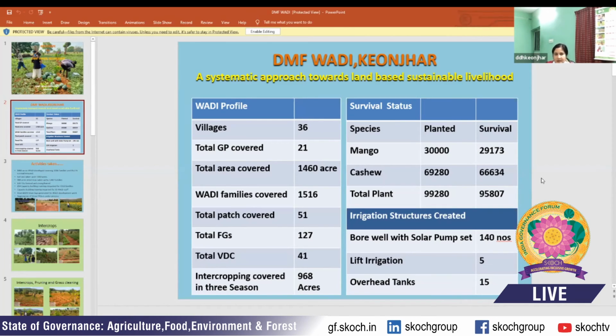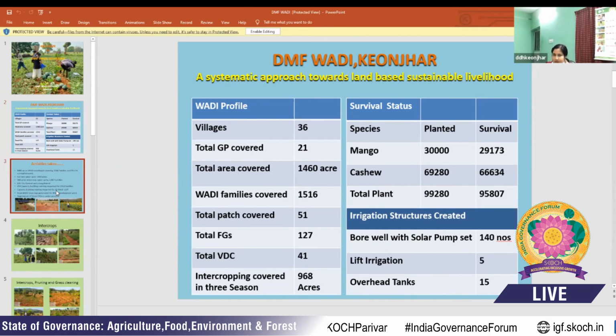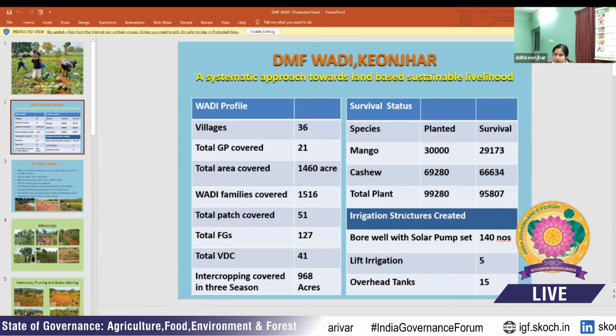So WADI cultivation has been taken up in 1460 acres, and this is the 4th year of WADI cultivation, where till now mango and cashew are yet to come up. But 968 acres of area has been taken up seasonally under intercrop, and people are earning about 1 lakh per acre. And these people are generally tribal and mining affected people. Another difference in this area is that it is not totally dependent on the monsoon. Rather, it is also dependent upon the irrigation structures that have been created, be it borewell with solar pump or lift irrigation. Next slide.